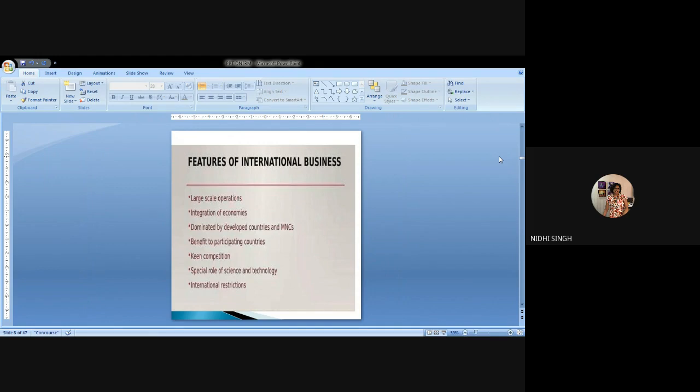Integration of economies means economies of scale. Are you familiar with this term? What does economies of scale mean? Economy of scale means producing any product or any goods in 100 quantities, in one quantity, in 100, and in 1000. There is a difference in producing this product in each of these quantities.